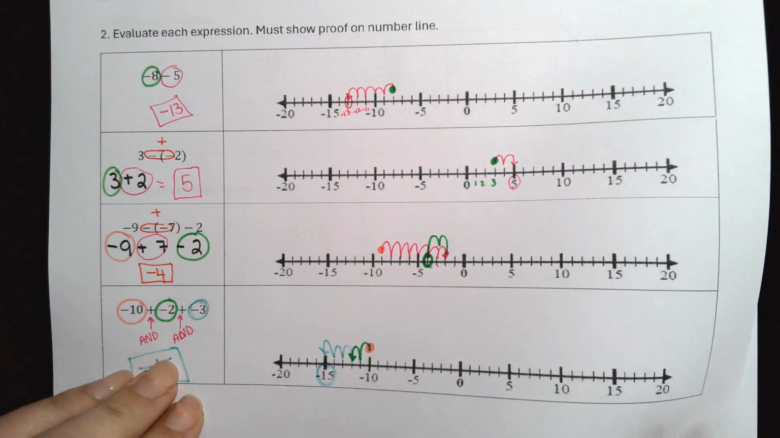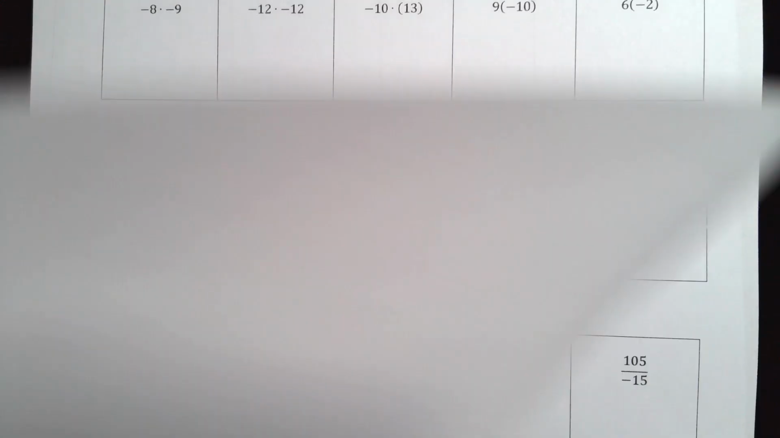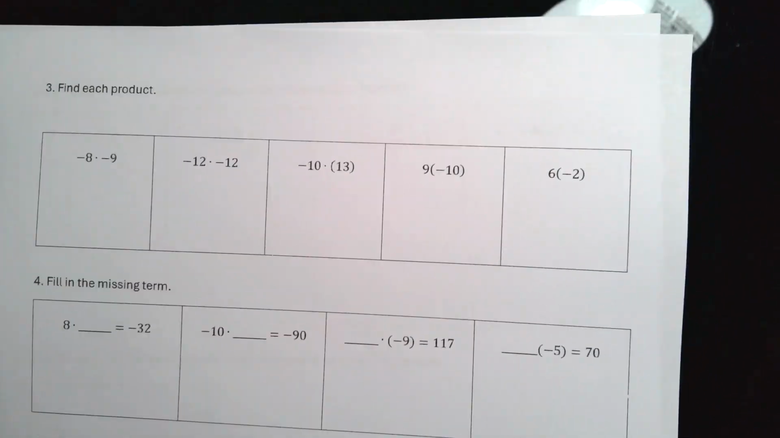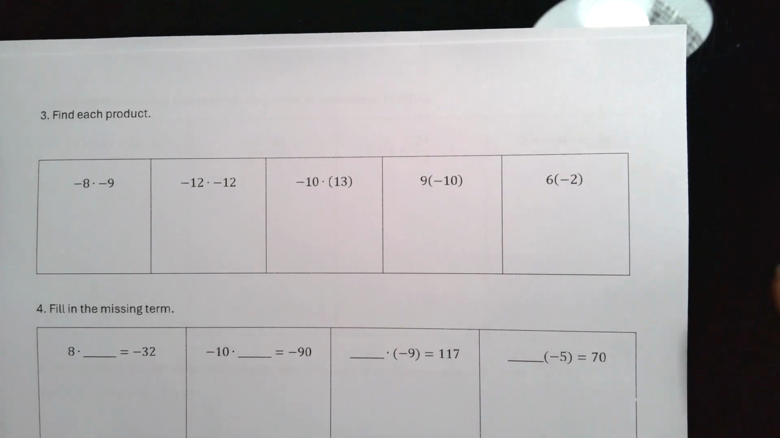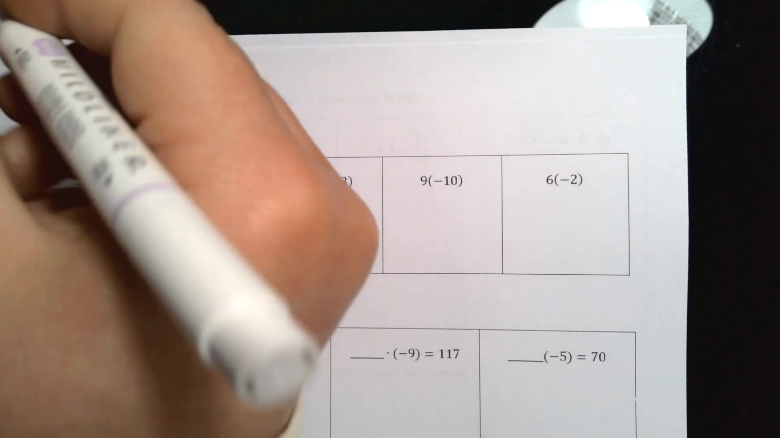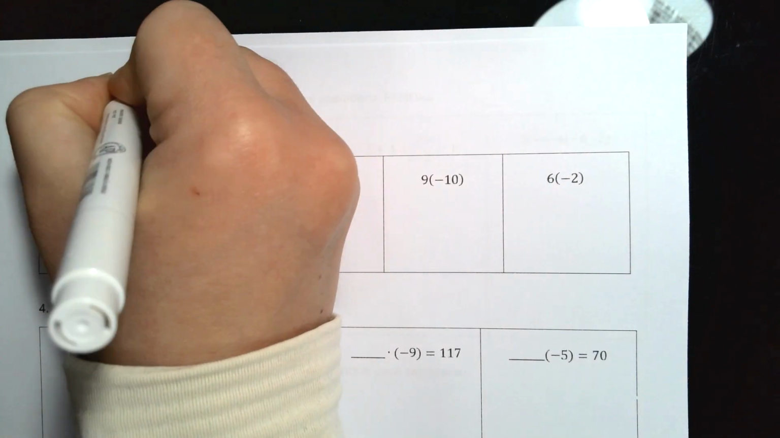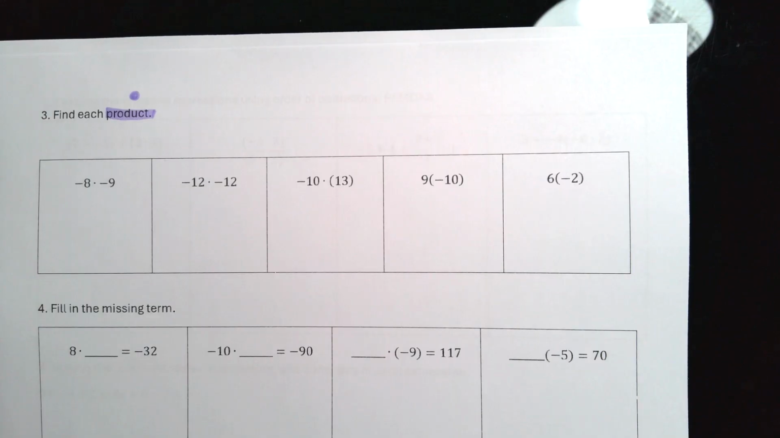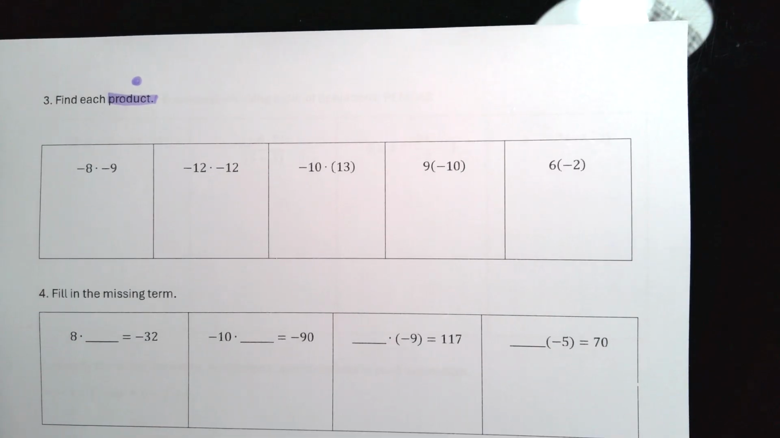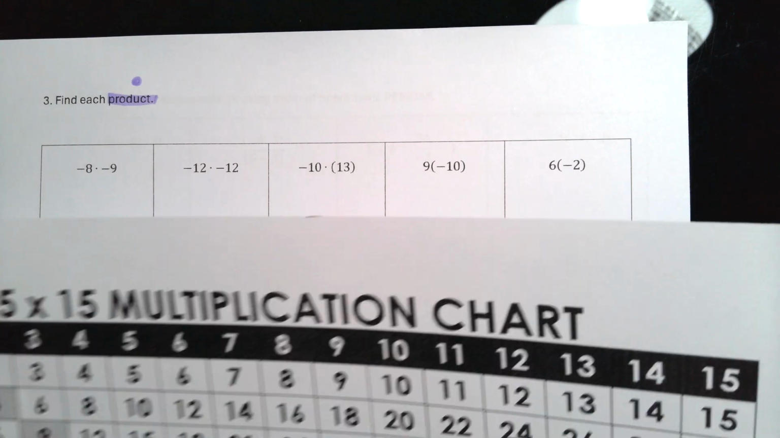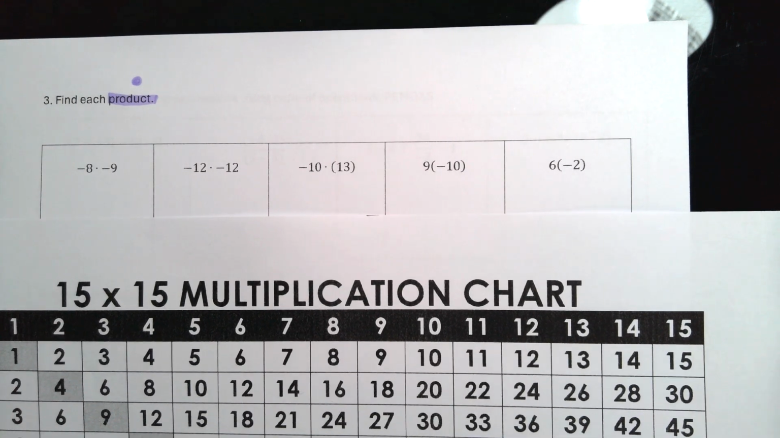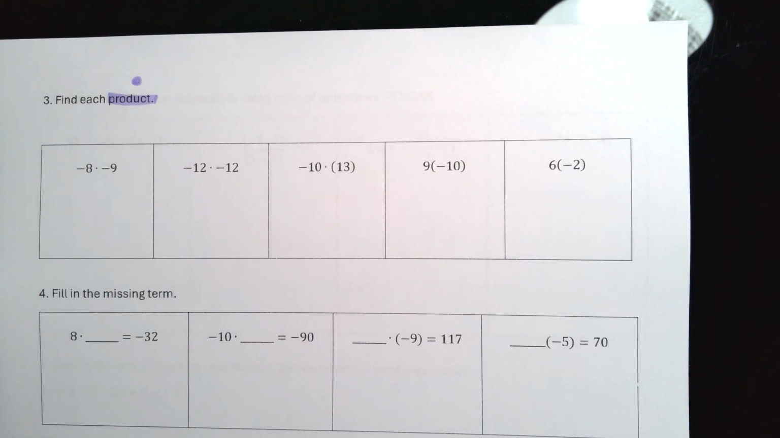Moving on. For this one, it's asking you to find the product. You should know that product means multiplication or times. This is where you are allowed to use your multiplication table. If you don't have that out, please take that out.